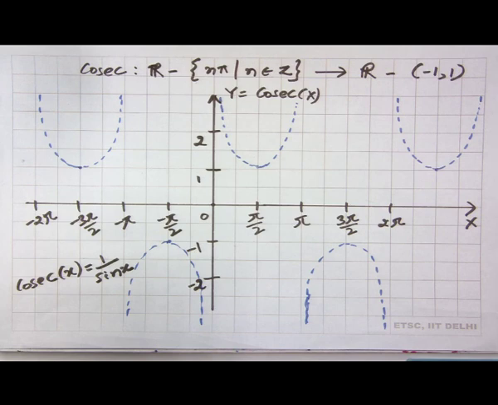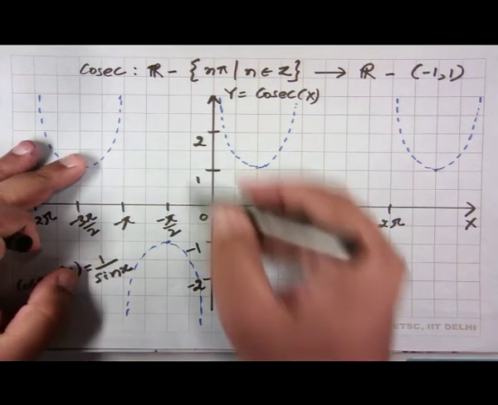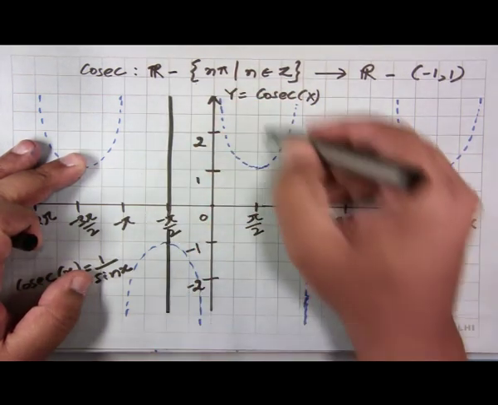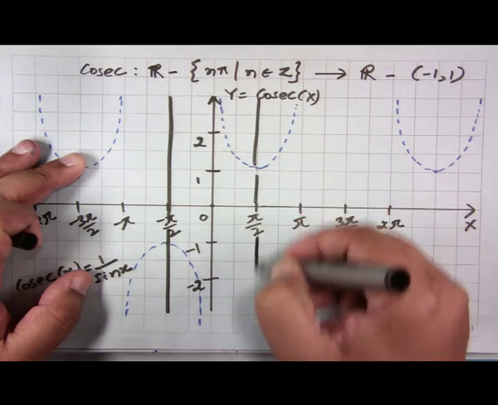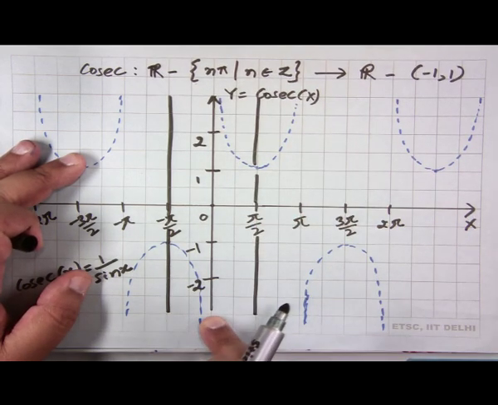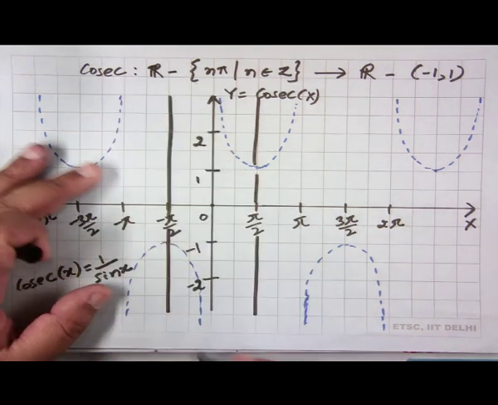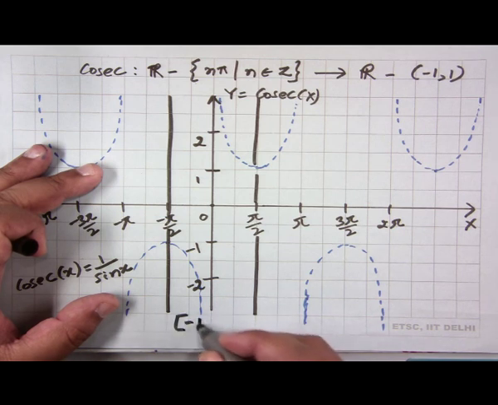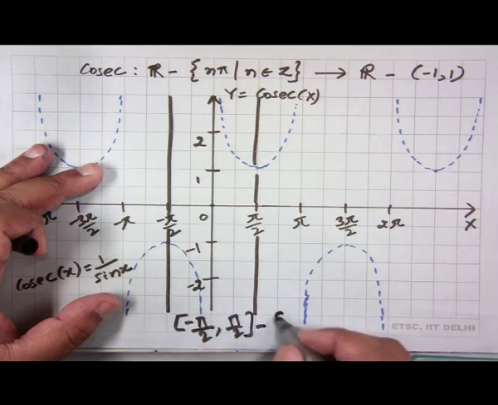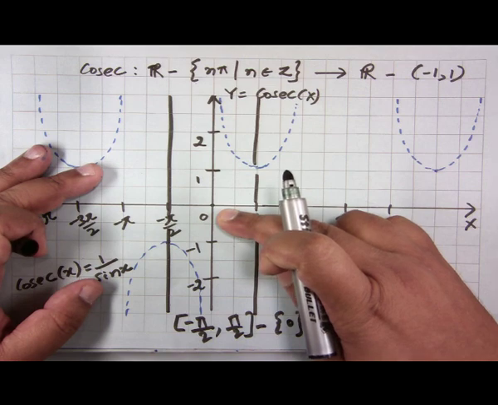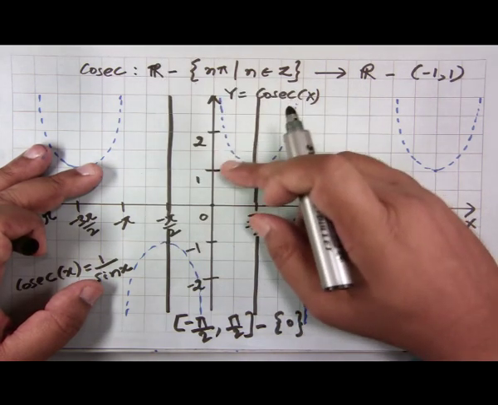So, in this case, one possible choice is that we consider the interval minus pi by 2 to plus pi by 2 except the point 0. So, we are going to restrict the domain of the cosecant function to the closed interval minus pi by 2 to plus pi by 2, but except the point 0, because at x equal to 0, cosecant of x is not meaningfully defined because it becomes unbounded.